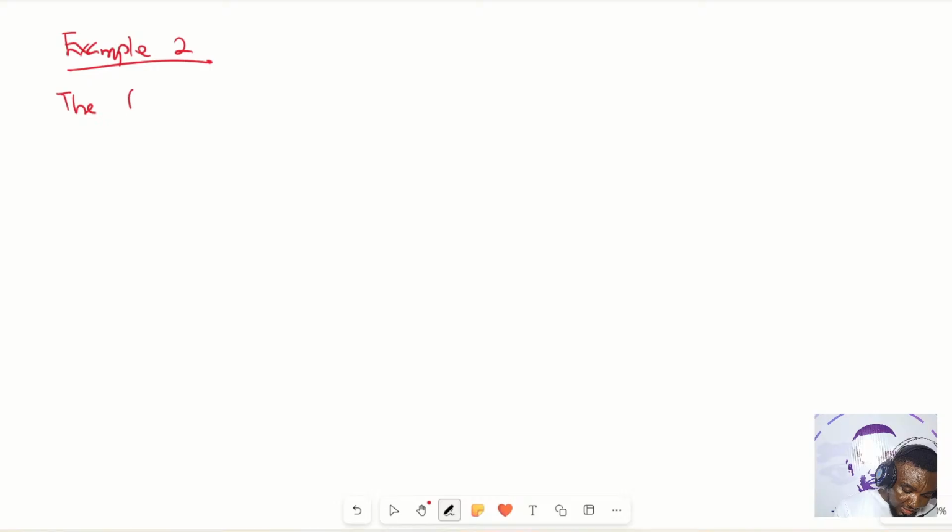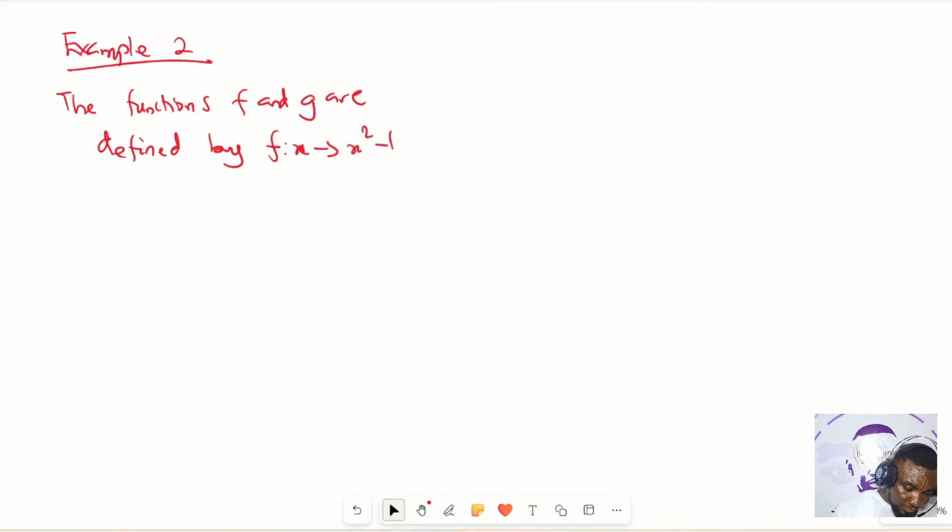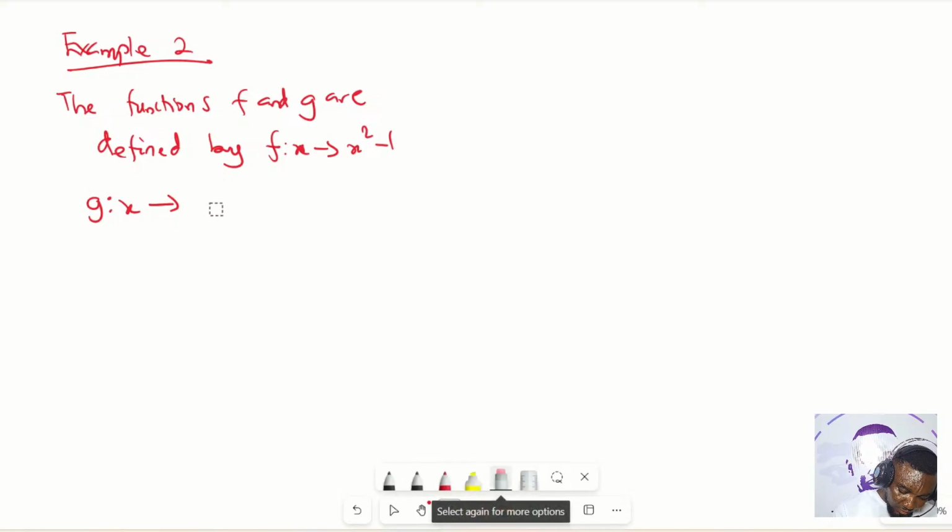So it says that the functions f and g are defined, I hope you are writing it, by f of x implies x squared minus 1. And then we also have another function g of x implying, sorry, let me clean this, so it's x minus 1, okay, good, so we have x minus 1 all over x.